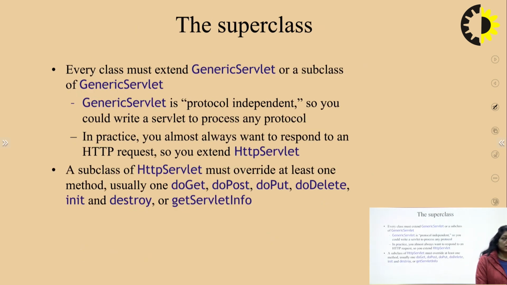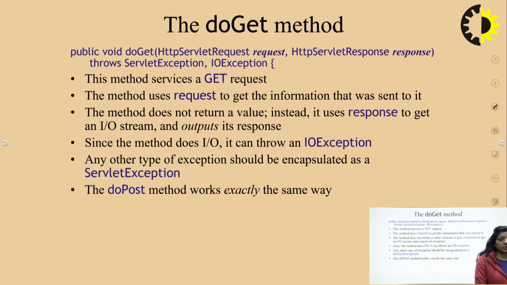The superclass: every class must extend GenericServlet or a subclass of GenericServlet. GenericServlet is protocol independent, so you could write a servlet to process any protocol. In general, we want to respond to an HTTP request, so you extend HttpServlet. A subclass of HttpServlet must override at least one method: usually doGet, doPost, doPut, doDelete, init, and destroy, or getServletInfo.